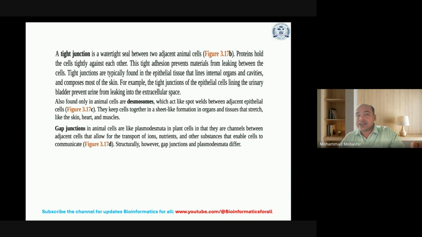Then gap junctions in animal cells are like plasmodesmata in plant cells. So this is another question which you need to understand: what is the junction in plant cells and what is the similar junction in animal cells. So the junction for the plant cells and the junction for the animal cells: here gap junction is similar to plasmodesmata.